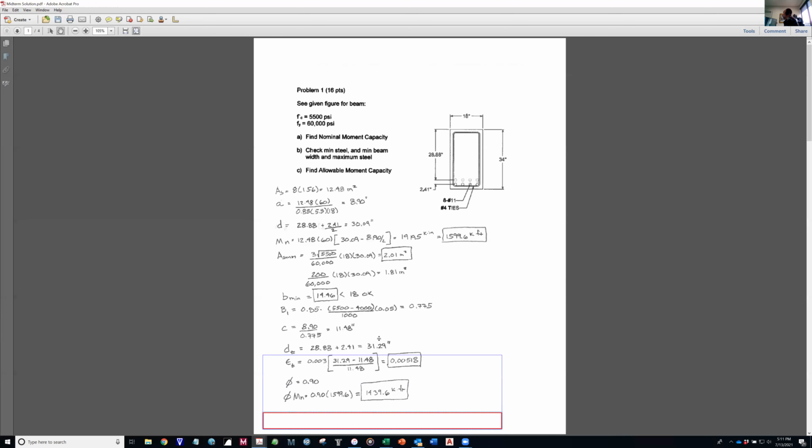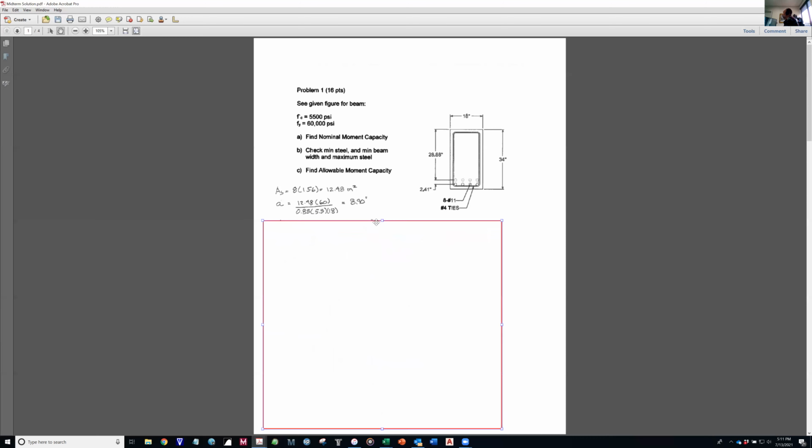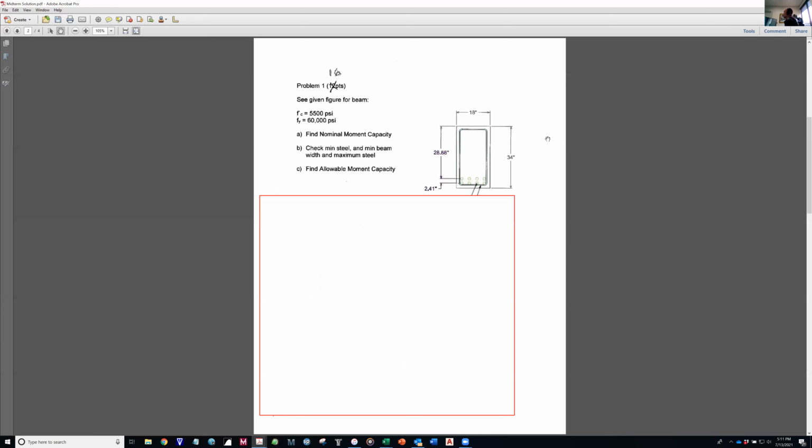So I did not deduct points for anybody who used d instead of d sub t in the epsilon sub t equation. So let me show you an alternate solution. This is the other solution to problem 1.